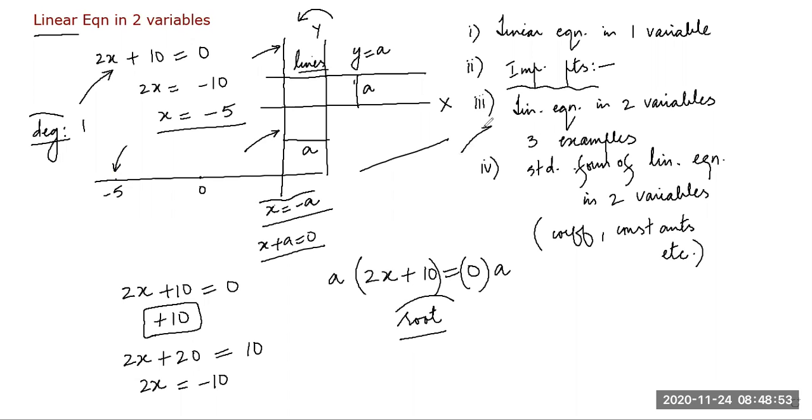Next point, linear equations in two variables, three examples. So students, first we will see the formulation, means how a linear equation in two variables is formed. Let's talk about 5 days. India and Pakistan, let's say, are playing a match. So we are talking about two players, player A and player B.